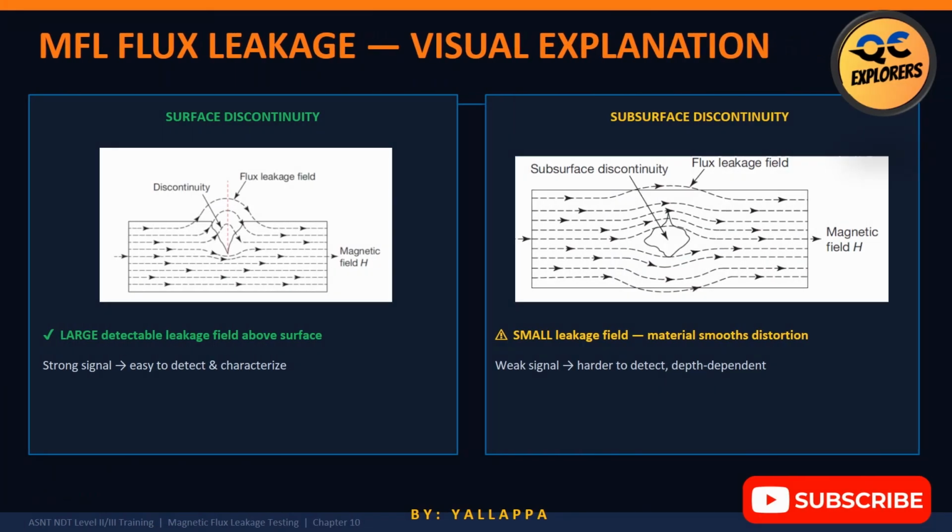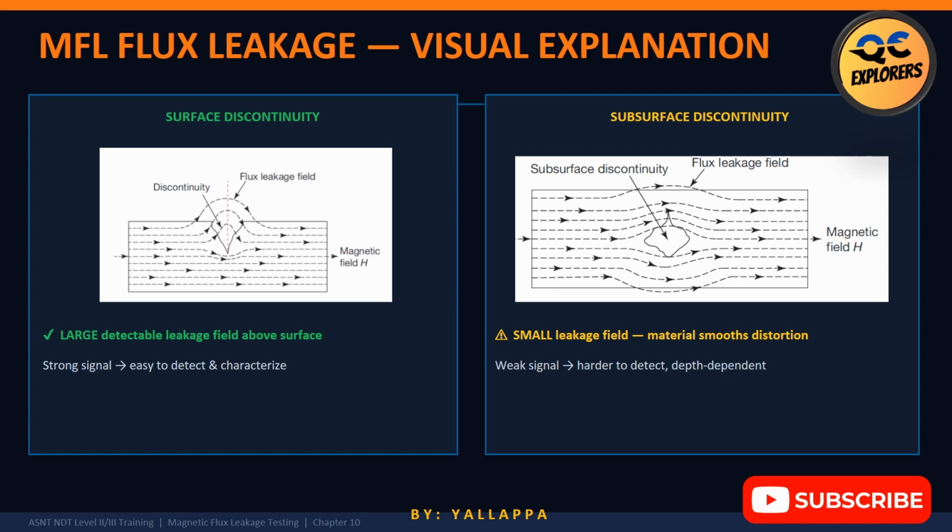Now let's compare surface and subsurface defects visually. On the left, imagine a surface crack. The defect opens directly to air. Magnetic flux sees a strong interruption. A large leakage field forms above the surface. Result? Strong signal. Easy detection.